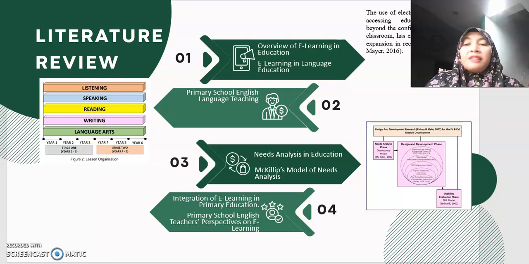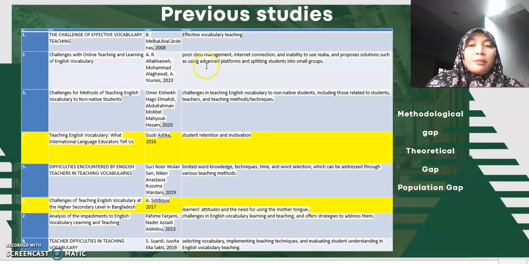Okay, let's look at the previous studies done here. Based on the previous studies, we can see there are about 8 studies that I've collected in my literature review. Most of the studies were conducted using a qualitative approach, because they intend to look at an in-depth understanding of the phenomenon and the situation taking place.